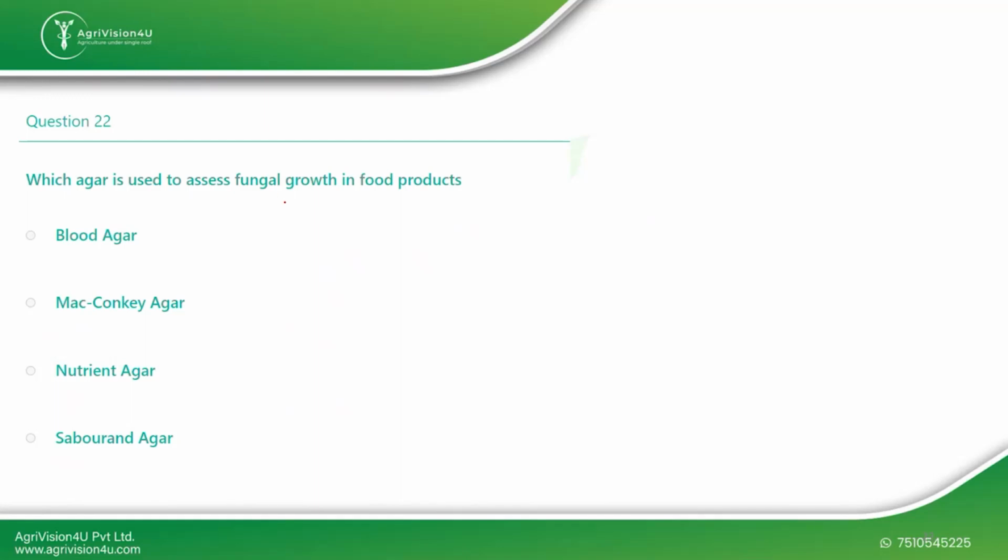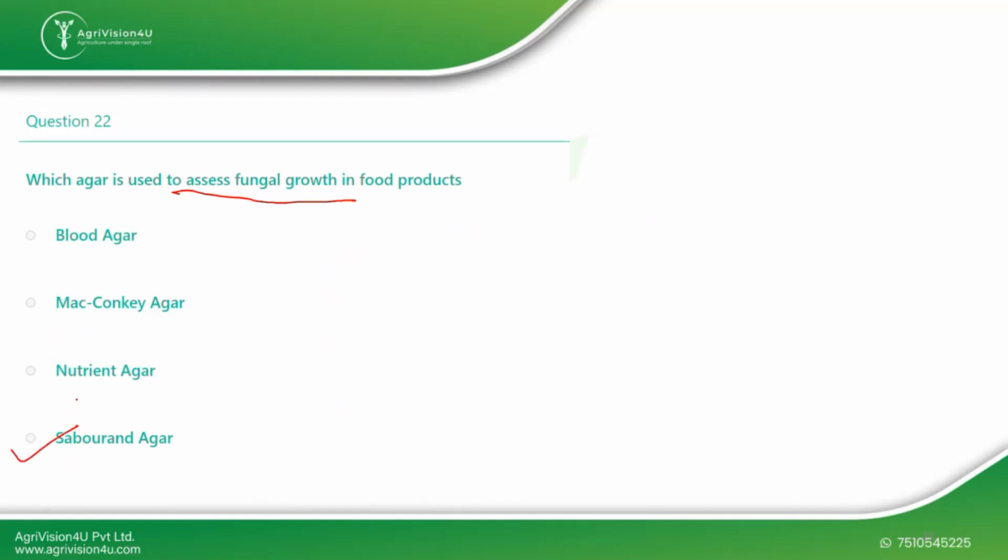Now, which agar is used to assess the fungal growth in food product? Basically, what you have to check, on the basis of that, which parameter you have to determine, your type of media, your type of agar is going to vary. Also, it is related to the food product. So here the question is you have to assess the fungal growth. So if you have to assess the fungal growth, your correct answer for this question is Sabouraud agar.